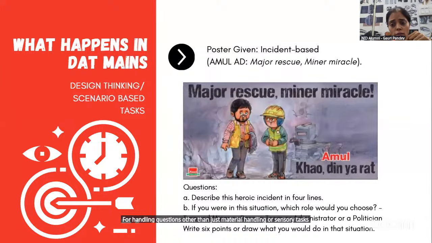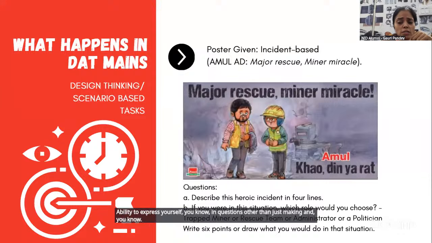So this requires a lot of design thinking, the ability to express yourself in questions other than just making, and sensory perception, because it's all writing based: perception, understanding, awareness. So all that we try and take care of. But with respect to this task, suppose you describe the incidents.